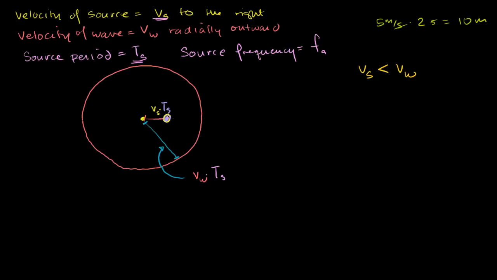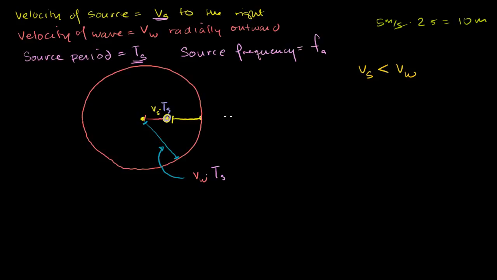So what is the distance between the crest that he emitted t sub s seconds ago, or hours ago, or microseconds ago, we don't know, and the one that he's just emitting? Well, they're going to move at the same velocity, but the first one is already out here, while the new one is starting off from the source's position. So the difference in their distance, at least when you look at it this way, is the distance between the source here and this crest. So what is that distance right there?